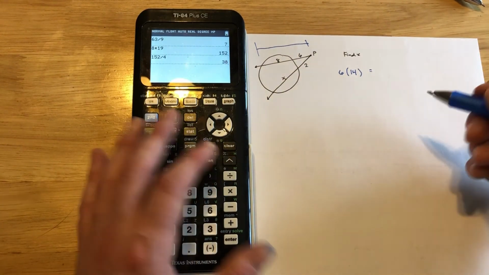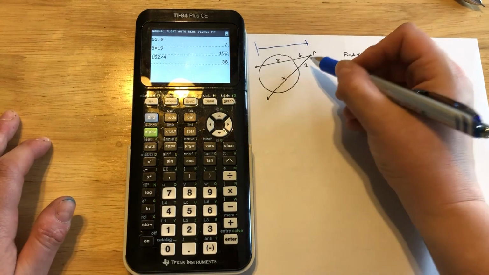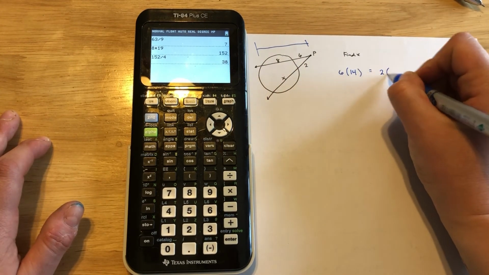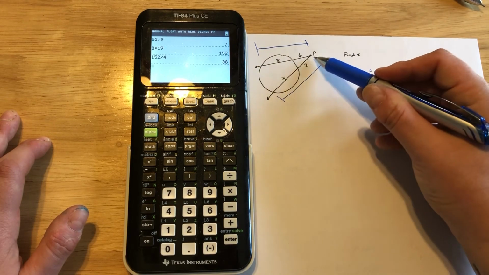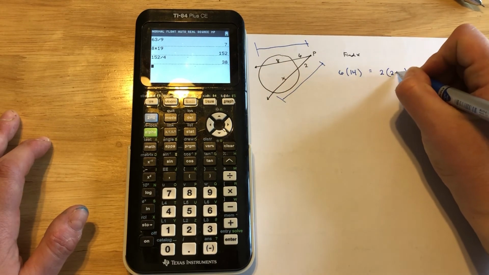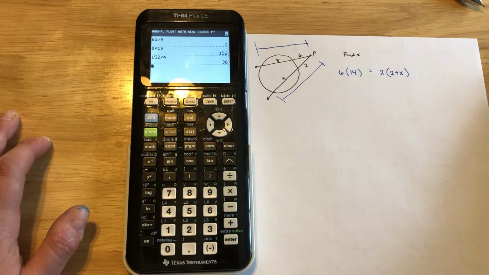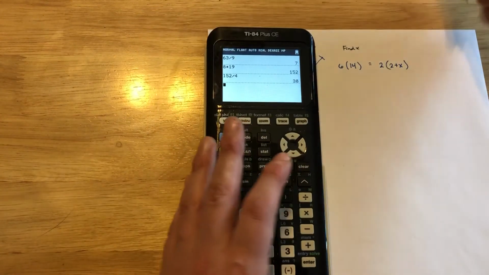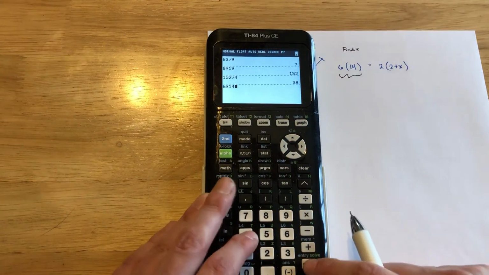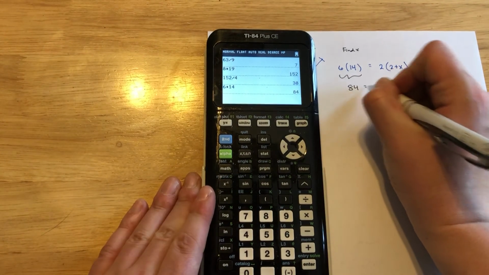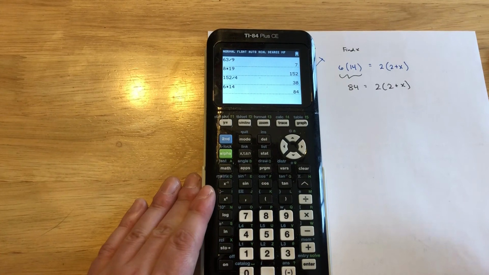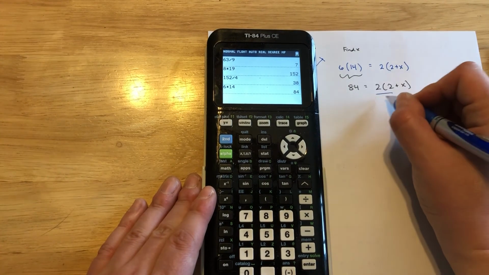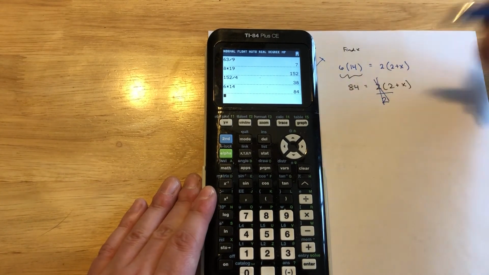And that will be equal to the bottom secant pieces. So we've got 2 units, and then this is getting multiplied by the overall length. So to write that out, that would be 2 plus X, or X plus 2. If we do a little simplifying then, 6 times 14 is 84, and that's equal to 2 times the 2 plus X.